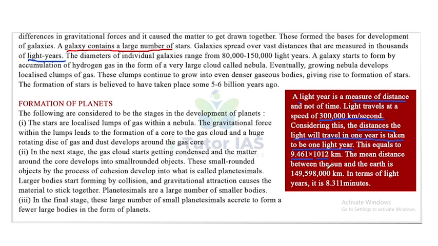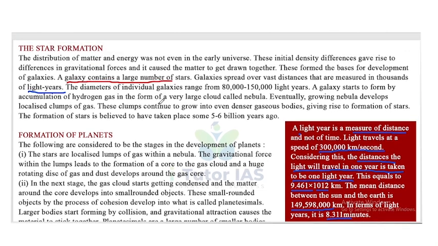This means the distance between the Sun and the Earth is this much. In terms of light, it is 8.311 minutes. Now, going back, the diameter of individual galaxies ranges from 80,000 to 1,50,000 light years.